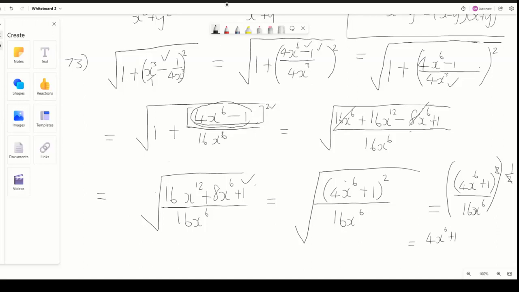You must take the square root of 16, which is 4. And the square root of x to the 6 is x cubed. And there's your final answer, guys. Okay. That's the simplified answer. Are there any questions there, guys?